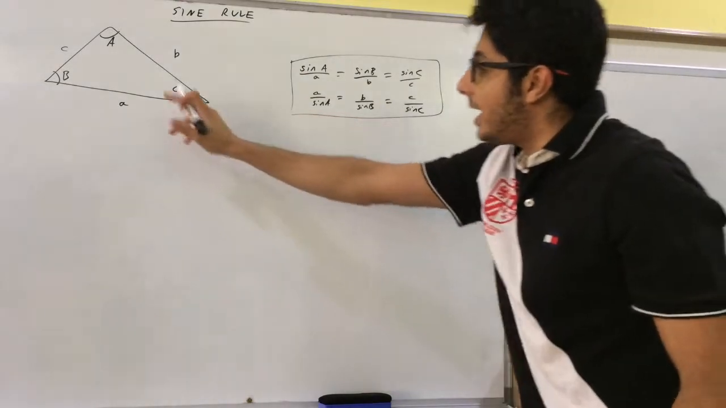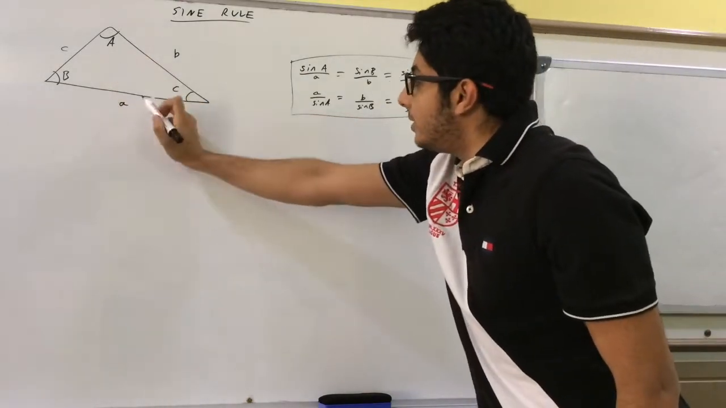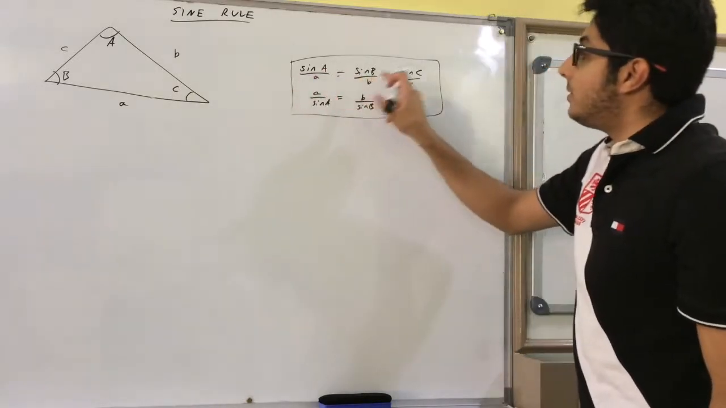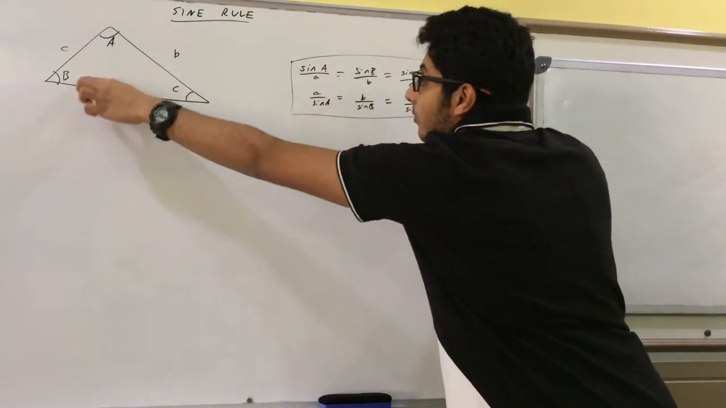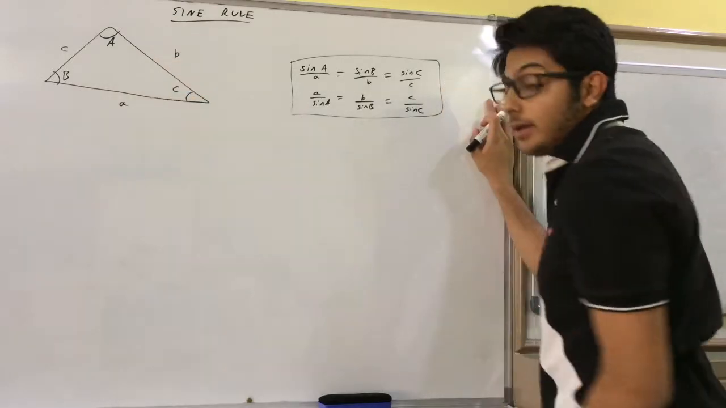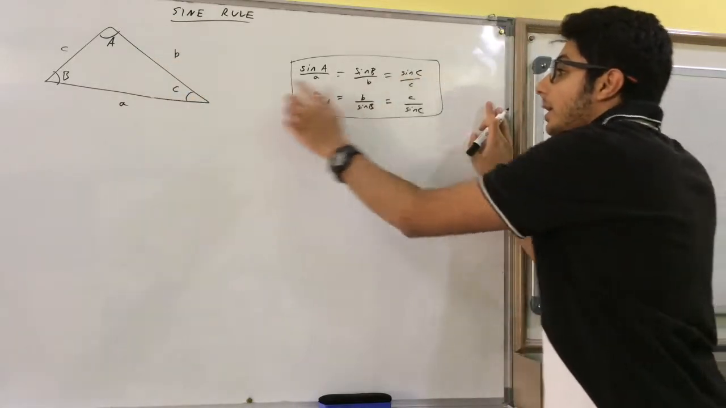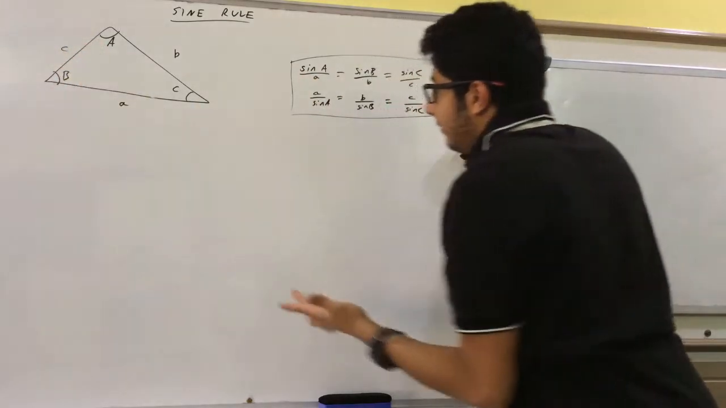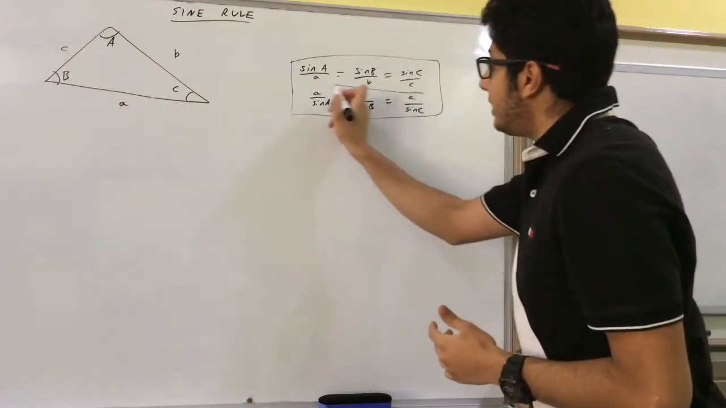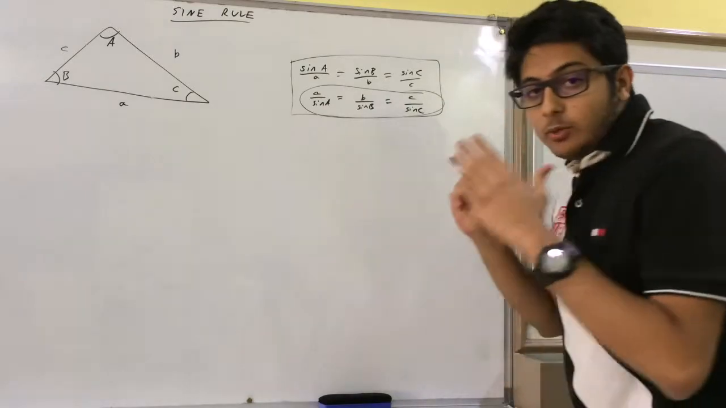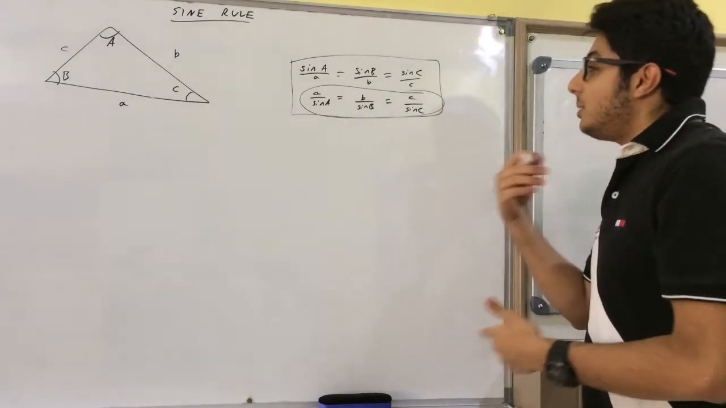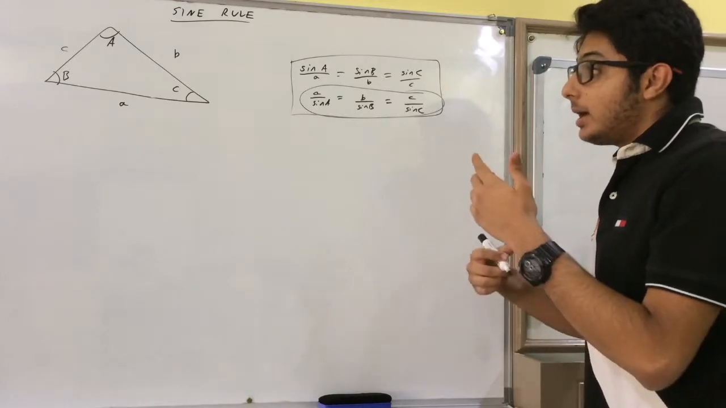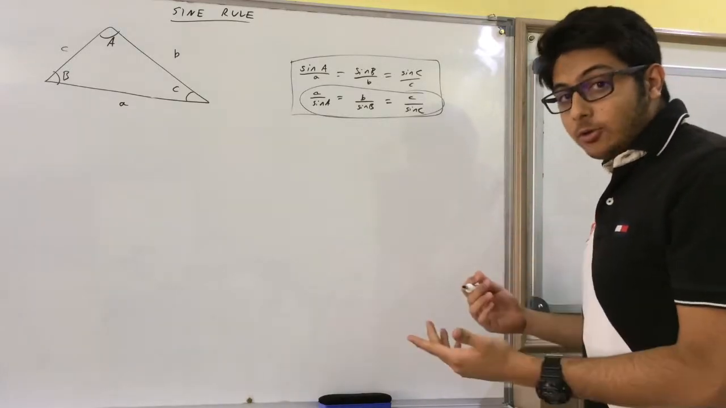Sine of the angle A over the length of its opposite side is equal to sine of the angle B over the length of its opposite side, which is equal to the sine of the angle C over the length of its opposite side. It can also be written like this, and it doesn't matter which one you use, but it's usually better to use one than the other depending on whether you're finding the length of a side or an angle.